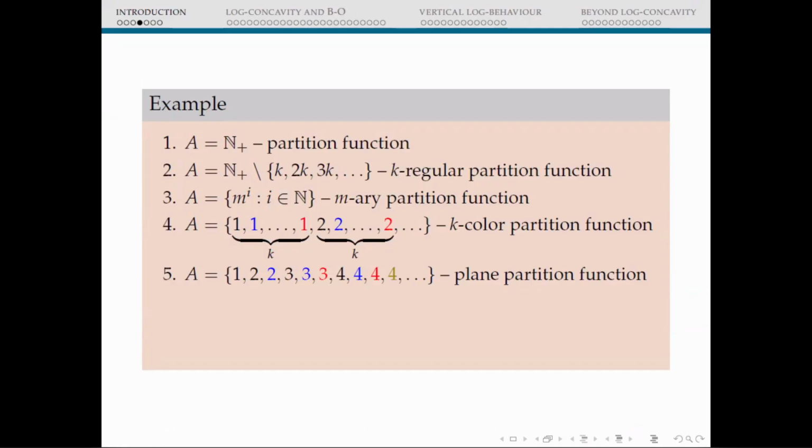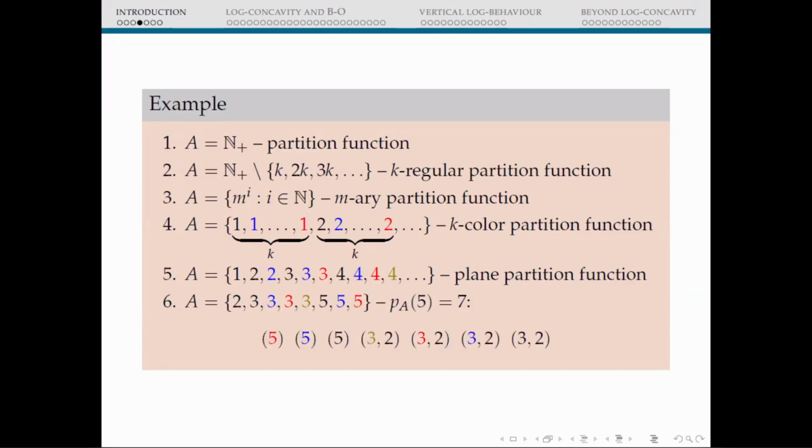Okay, and of course we don't need to restrict ourselves only to infinite multisets. We can, for instance, take the following one and the corresponding A-partitions. Well, there are exactly 7 of them for n equals 5.